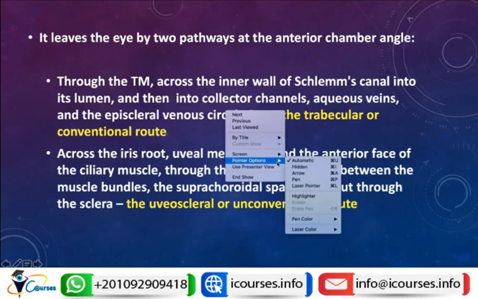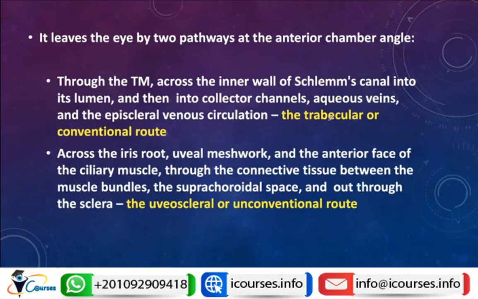The conventional pathway is the main route for leaving the eye. About 90% of the aqueous will be removed from the eye through this route. It will pass first through the trabecular meshwork, then through the inner wall of the canal of Schlemm, then its lumen, then the collector channel, and the aqueous veins and episcleral veins. So this will be the conventional pathway.